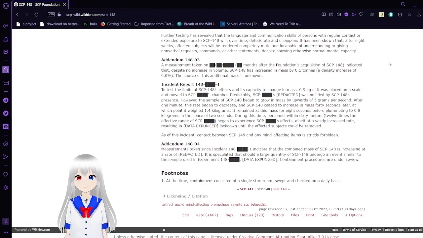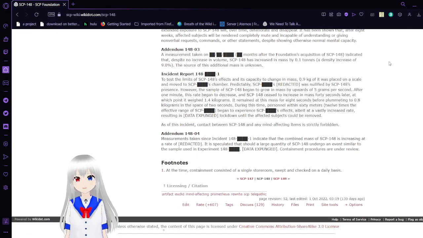Addendum 148-3. A measurement taken on an unknown date, a few months after the Foundation's acquisition of SCP-148, indicated that despite no increase in volume, SCP-148 has increased in mass by 0.1 tons, an increase of 9%. The source of this additional mass is unknown.